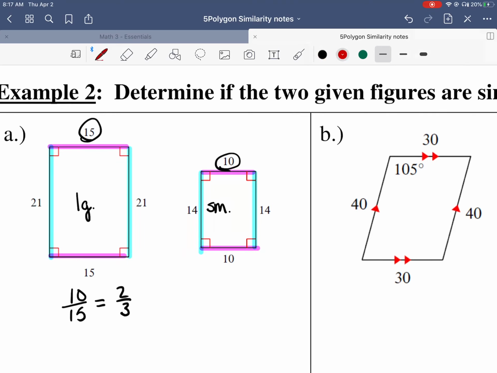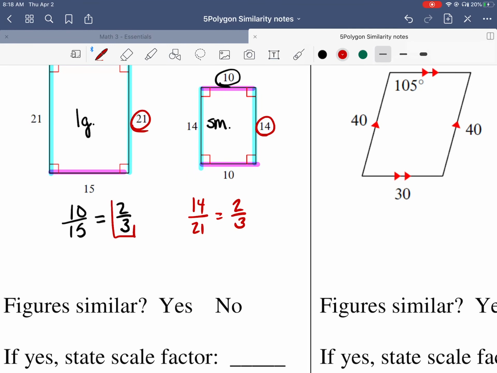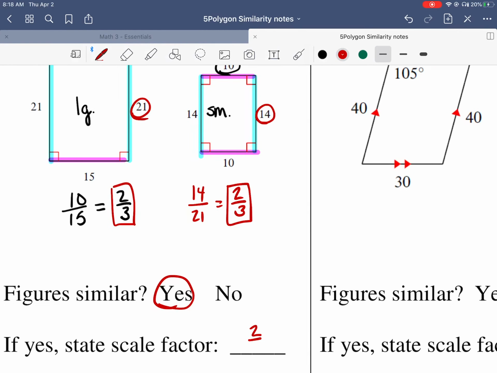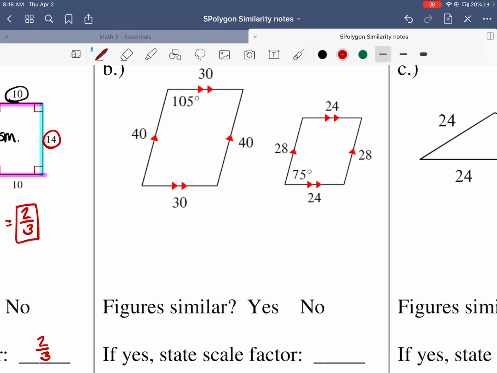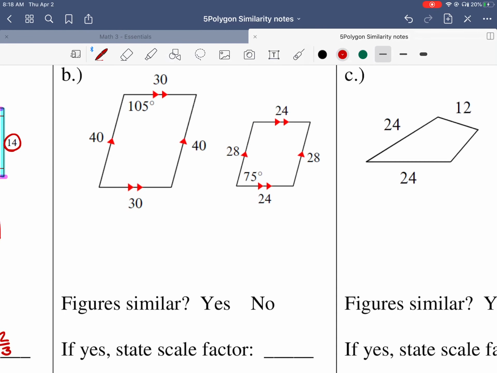Okay. And then the other one, 14 over 21, simplifies to 2/3. So comparing them, I get 2/3 for both. Because they are the same, they are similar, and my scale factor is 2/3. Okay. I'm going to compare these two right here.